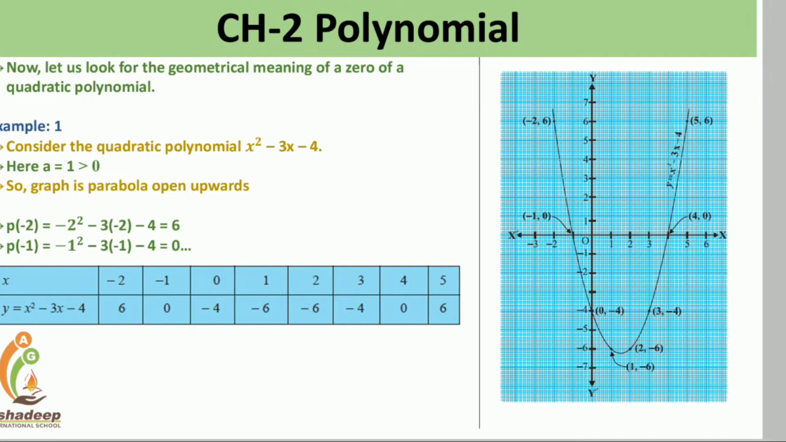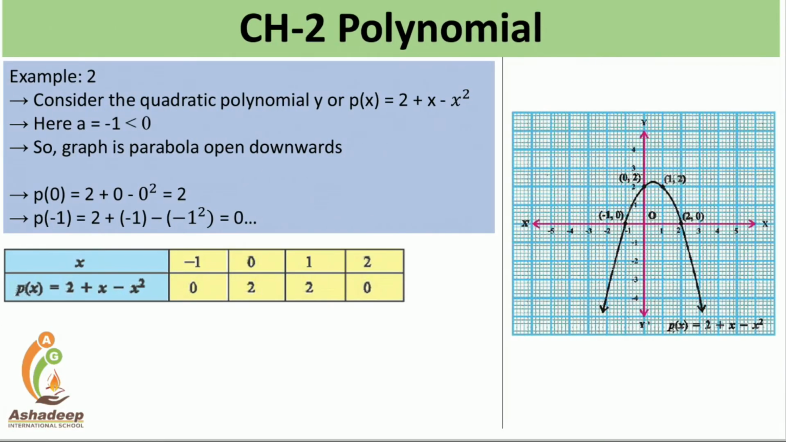Let's see in another example. This is example 2, and here the value of a is minus 1, which is less than 0. Similarly we have to find 4 different points to plot the graph, in the same manner as earlier. First of all I put 0 instead of x. What is the value of y or p of x? That is going to be 2.